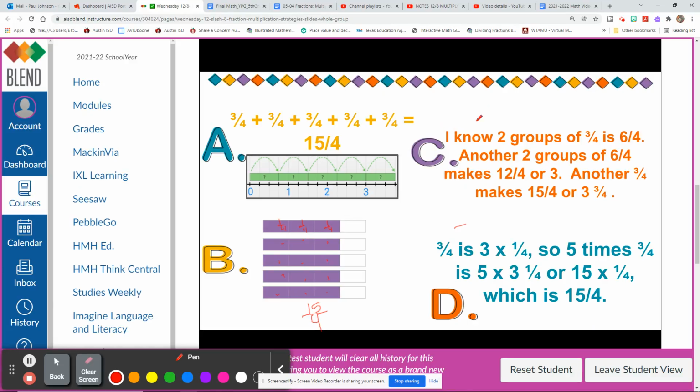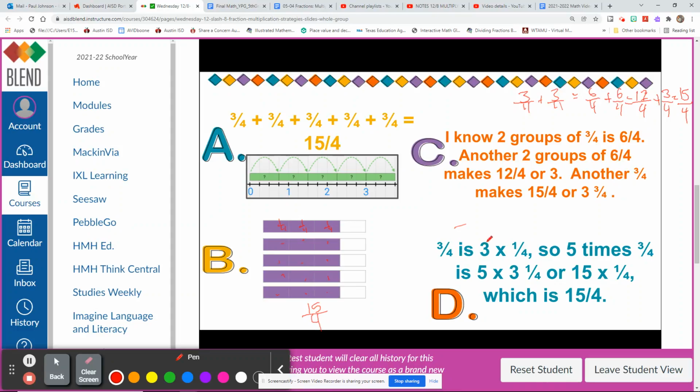C is using some logic. I know 2 groups of 3/4 is 6/4. This person knows that 3/4 plus 3/4 is 6/4, so they know that 4 groups would be another 6/4. So that makes 12/4. And then they know that another group of 3/4 would make 15/4. So they're repeatedly adding, but just by decomposing and using groups.